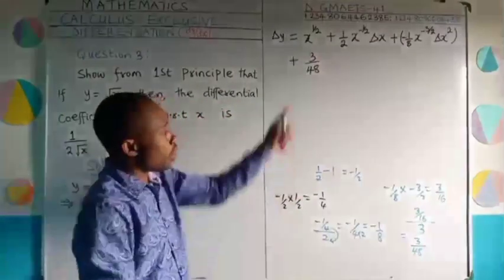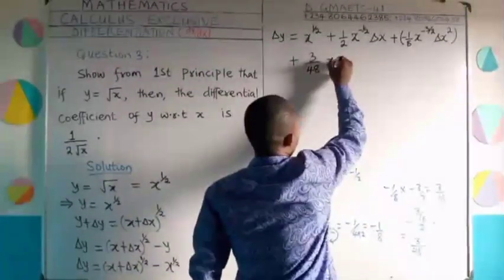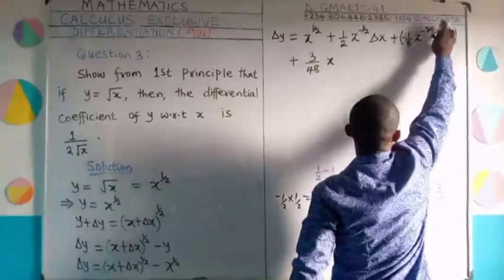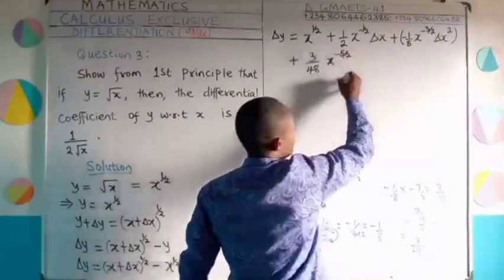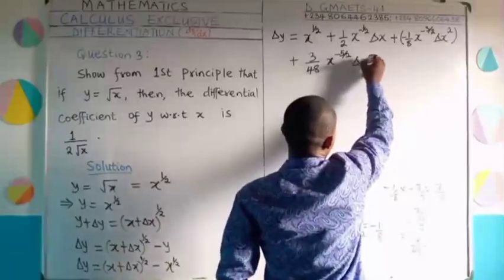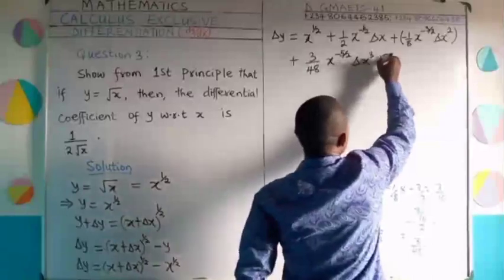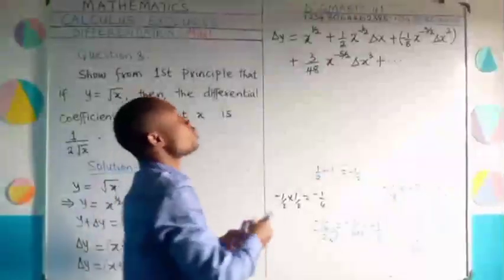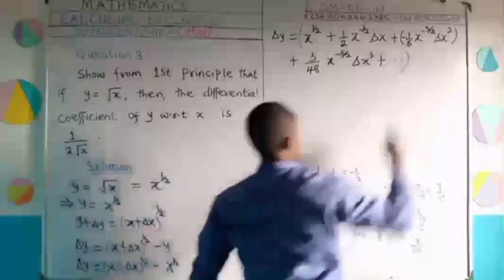Then what do you do? Multiply the 2 terms. This will now be x, the power will reduce by 1. If this power, minus 3 over 2, reduces by 1, you subtract 1 from it, you get minus 5 over 2. Then times delta x. That delta x will now be raised to power 3. This will continue in that way, dot, dot, dot. If you keep doing it, there will be no point of stopping. So let me stop at this point, put this in brackets, because this continues.